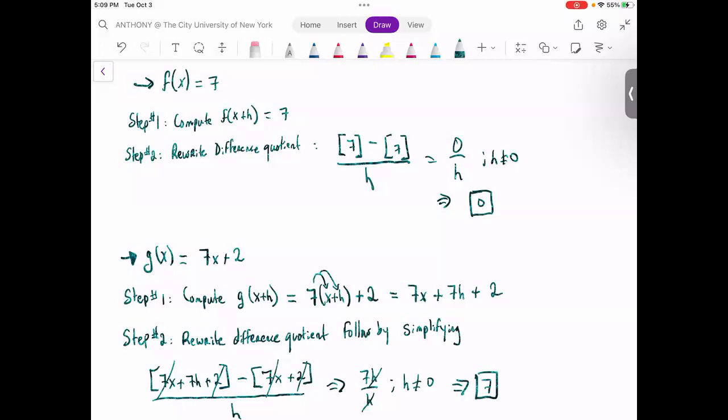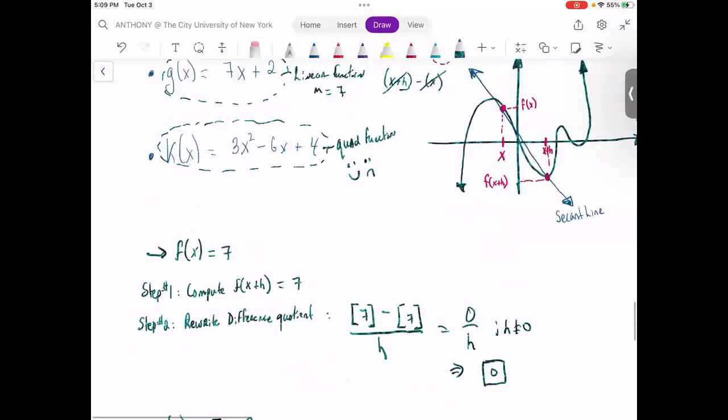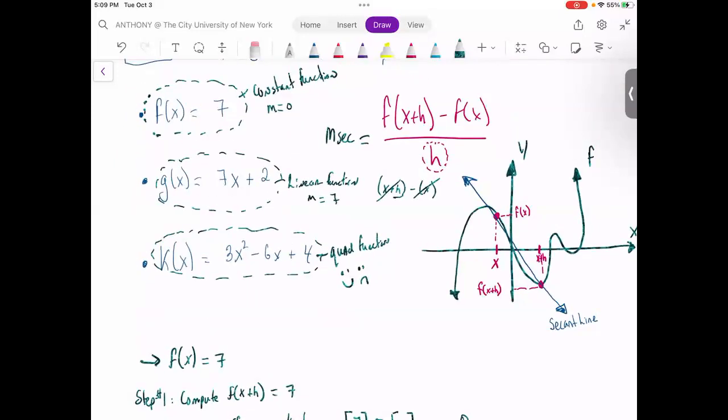We got 0. Look at the second function. g of x equals 7x plus 2 was our linear function. What was the slope of that function? 7. What is your answer for the difference quotient? 7. Do you see the correlation? It all comes back to what I did in that picture. Essentially, if you have a constant function or a linear function, the slope of the secant line, or the average rate of change, is going to be precisely the slope.